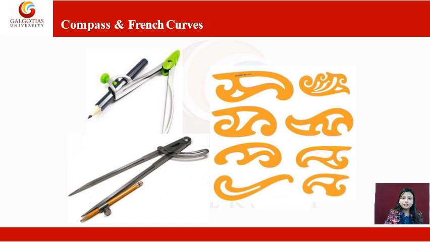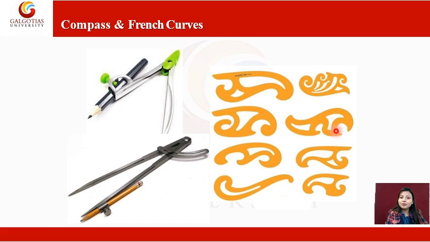Now the French curve and compass. As you see, this is the compass, this is the French curves. So French curve is a template usually made from metal, wood or plastic, composed of many different curves. As you see, these are the curves, and this is made up of plastic. These all are the curves.